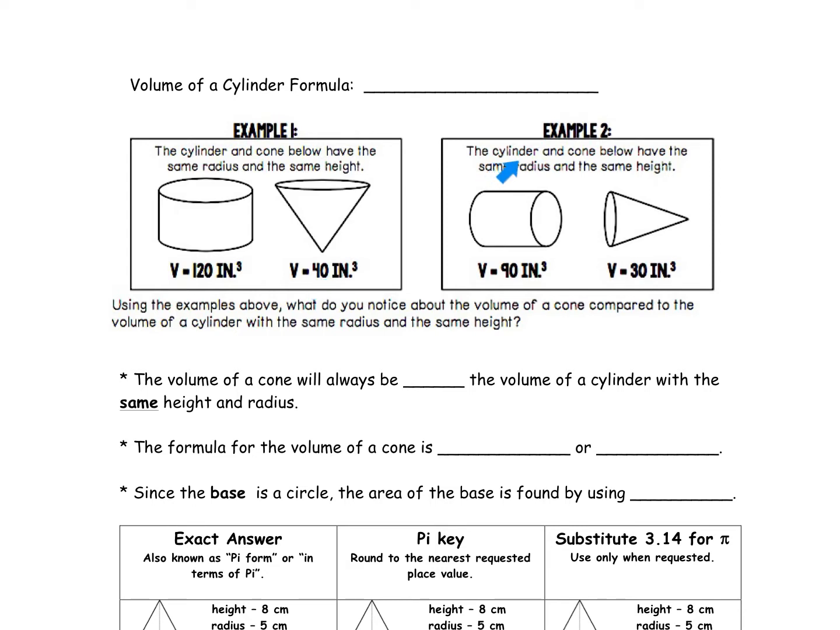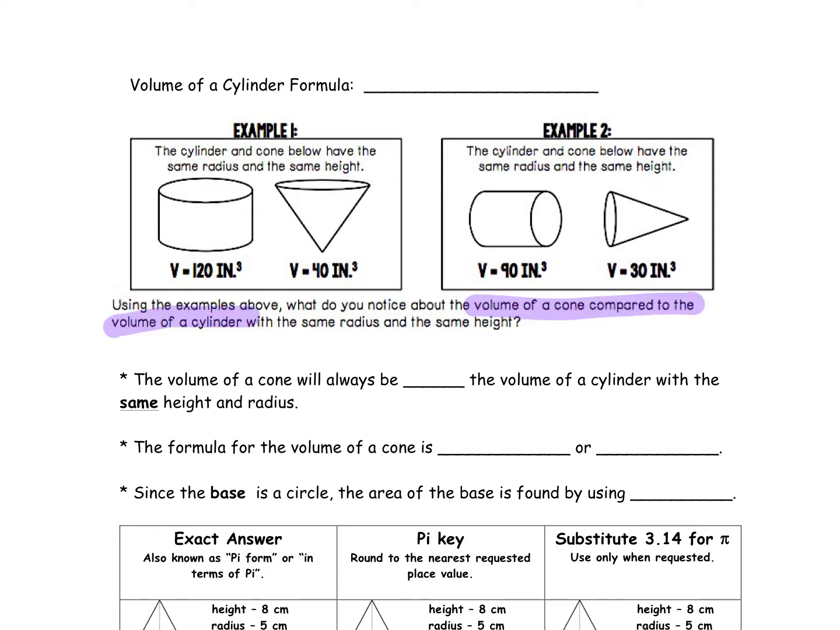Example 2 says the cylinder and cone below have the same radius and the same height again. The orientation is changed, which means the position of these cylinders and cones, but the volume of the cylinder is 90 and the volume of the cone is 30. Using the examples above, what do you notice about the volume of the cone compared to the volume of the cylinder with the same radius and same height?